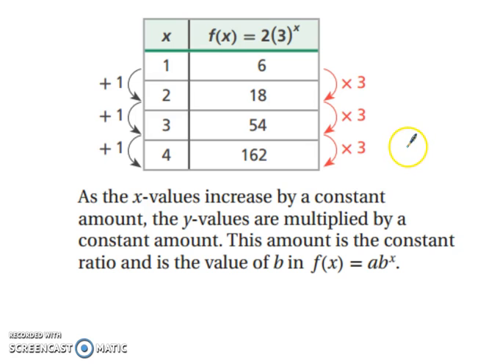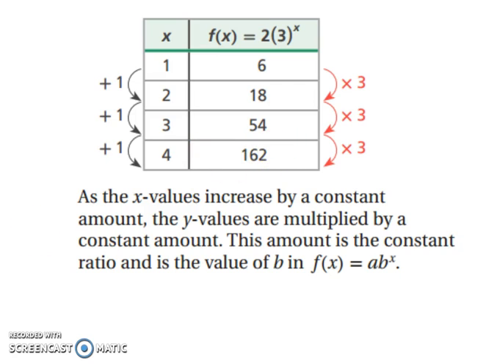However, you have an exponential function if it's a common ratio, meaning you're multiplying. So from 6 to 18, it was times 3. From 18 to 54, it was times 3. And from 54 to 162, it was times 3. So because you keep multiplying, you have a common or consistent ratio, it makes it exponential.